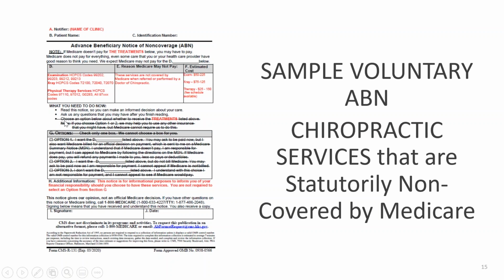On your Word document, you would strike out the options because the patient doesn't have to choose an option under a voluntary ABN. You would simply write in under the additional information, this notice is for informational purposes to inform you of your financial responsibility should you choose to have these services. You are not required to select an option from Section G. Patient would read through that and then they can sign and date it. And that essentially works as like a financial policy for you, and you would want the patient to have a copy of that.